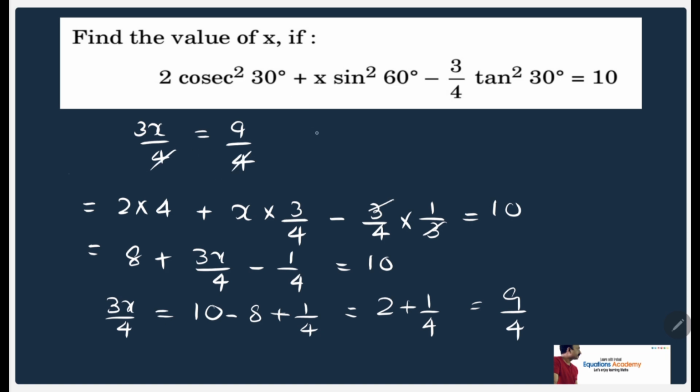This 4 gone. So we get 3x equal to 9. Therefore, x is equal to 9 divided by 3 equal to 3. So, x equal to 3 is the answer.